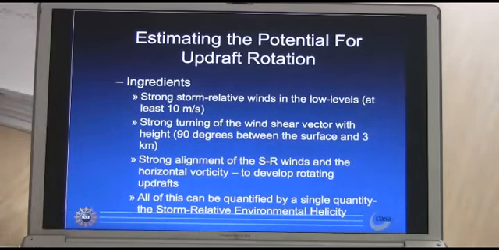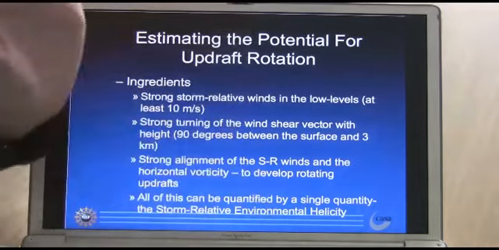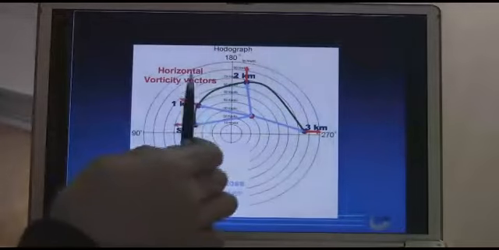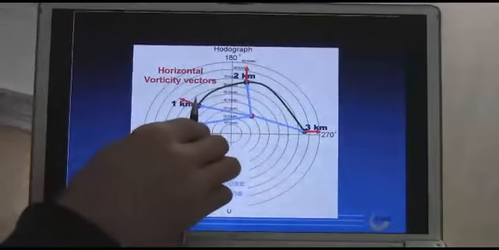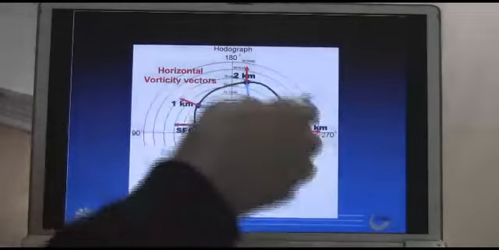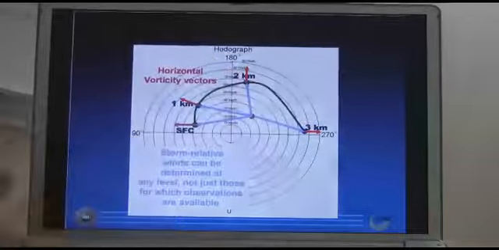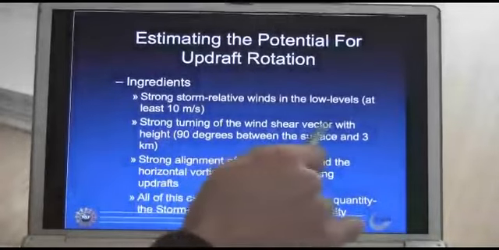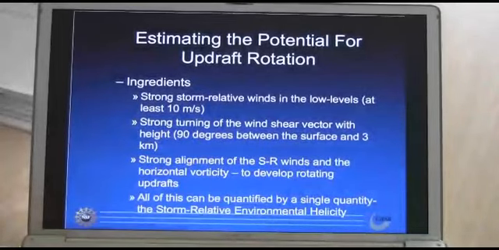Now, we also want strong turning of the wind shear vector with height. All right, now you have to be careful, and I'll show you why here in just a second. Turning of the wind shear vector with height. Remember what the wind shear vector is. It's tangent to the hodograph, right, at any altitude. So that means that the hodograph needs to have curvature. It needs to be a turning hodograph, and then, of course, the wind shear vector turns with it as I go up in altitude. Strong turning of the wind shear vector with height, roughly at least 90 degrees, a right angle, between the surface and 3 kilometers altitude.